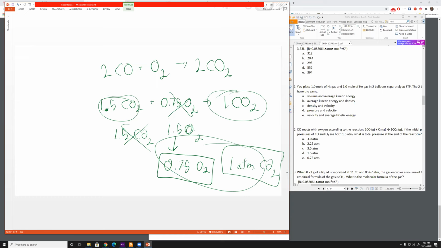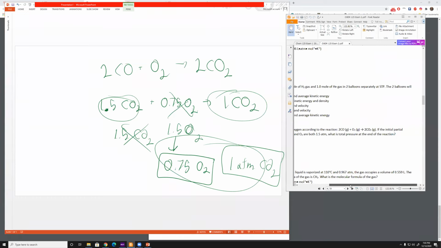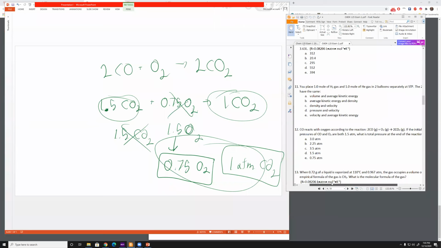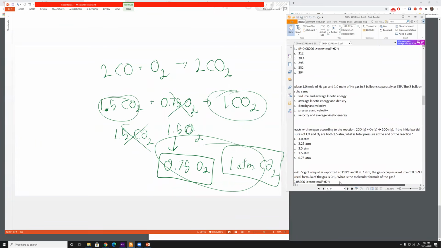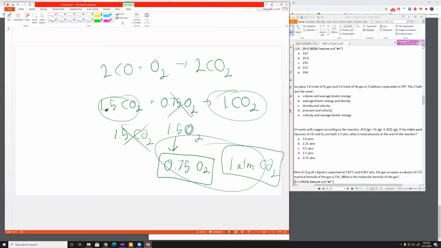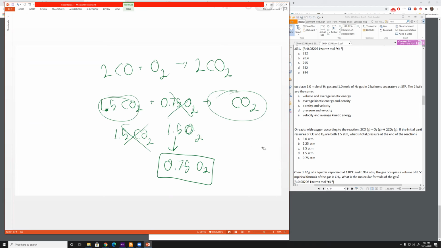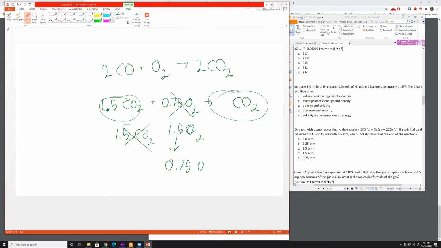Wait, there isn't? Oh, I just saw it. What is the total pressure to end the reaction? They're both 1.5. Oh, I know why. I messed up. Because this is not 1. So for this one, it's not 1. Hold on. So that's right. So I messed up here.